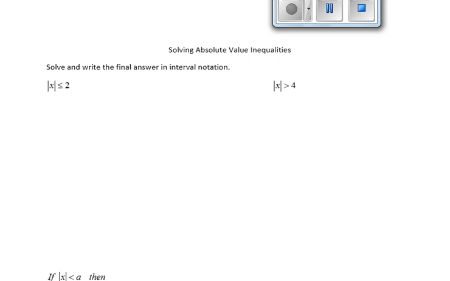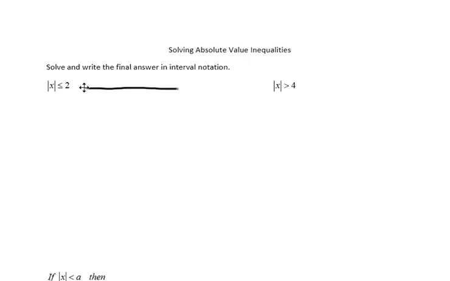All right, so in this video, we're going to talk about how to solve absolute value inequalities. So let's take a look at something very, very simple. Let's take a look at the absolute value of x is less than or equal to 2. I'm going to draw a number line. Now, the boundary values are going to be -2 and +2. And because it's less than or equal to, we know they're both included.